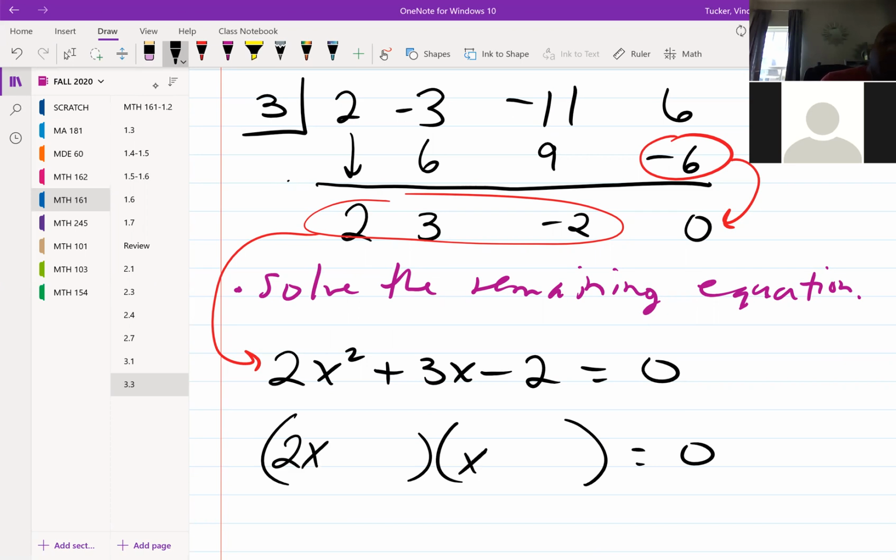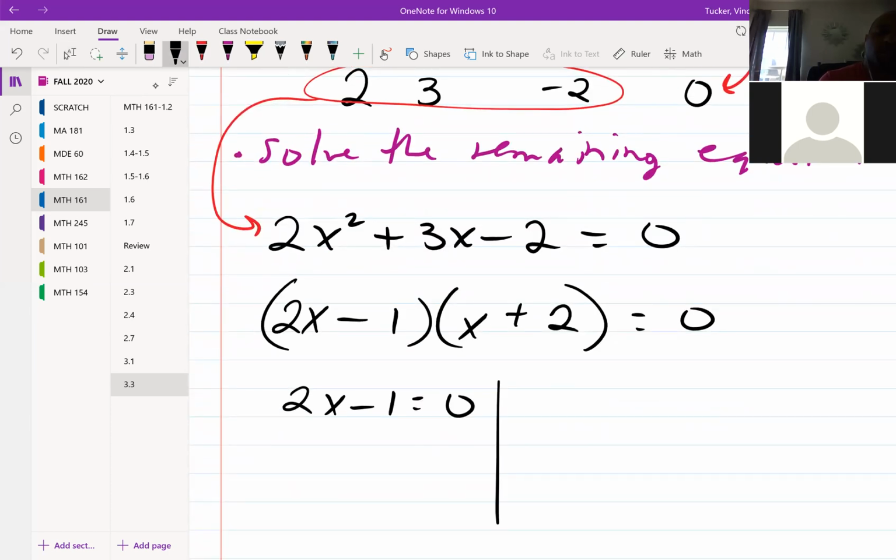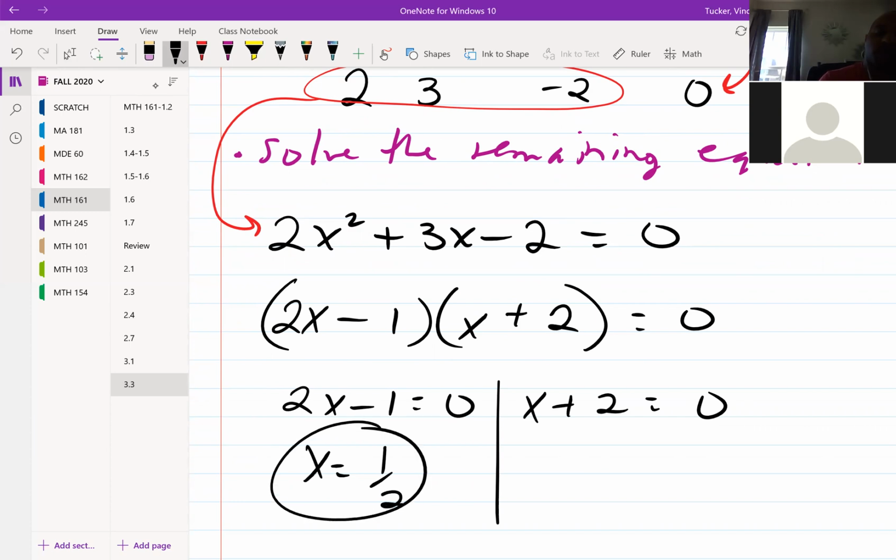So 2x and x, plus 2, minus 1. So remember that comes back from last chapter. Set each piece equal to 0. And x is equal to positive 1/2. x is equal to negative 2.